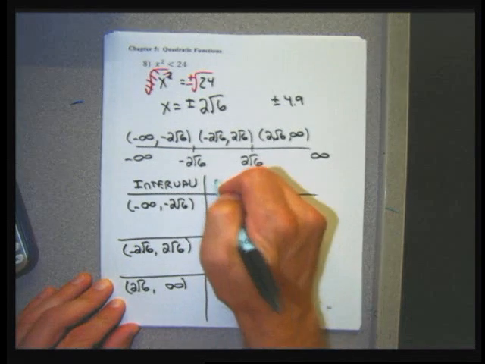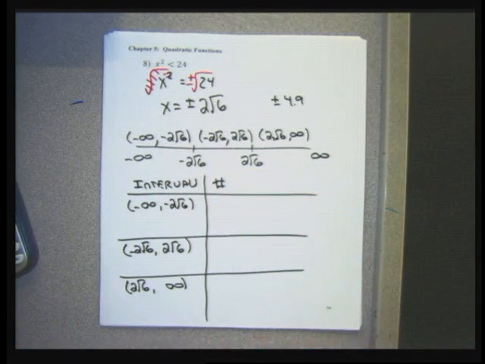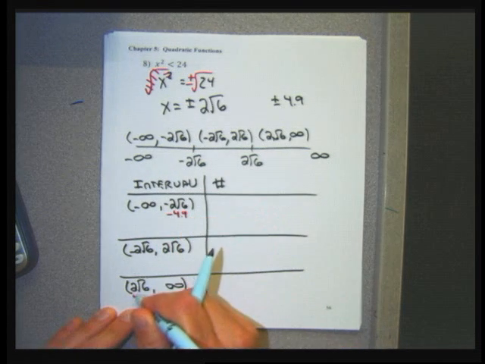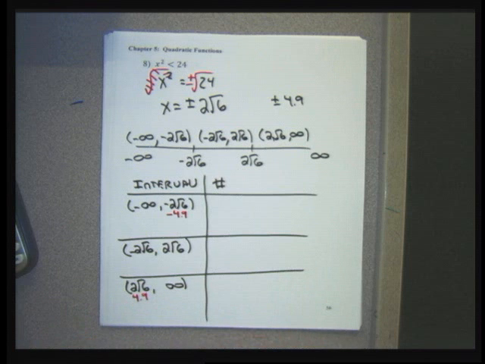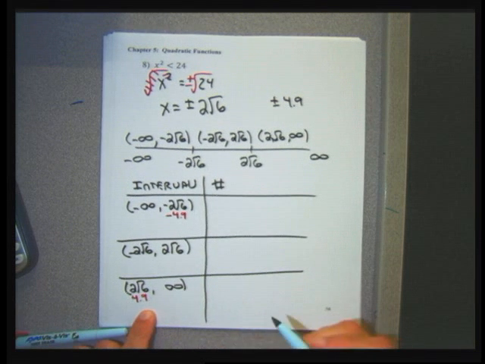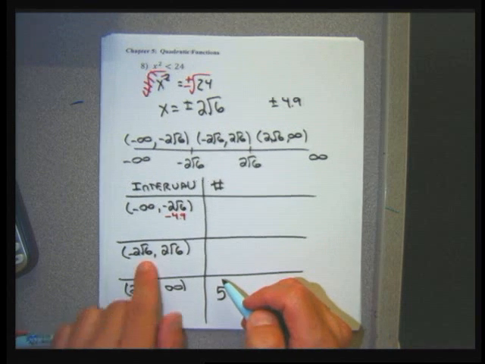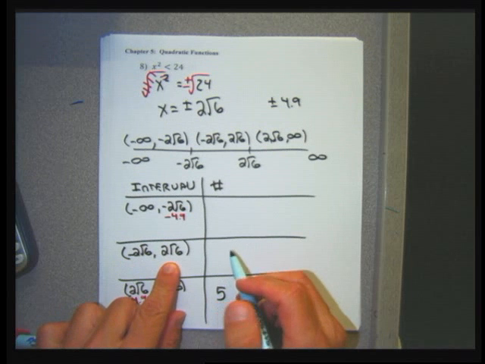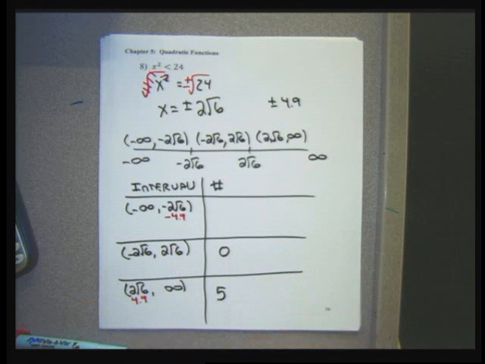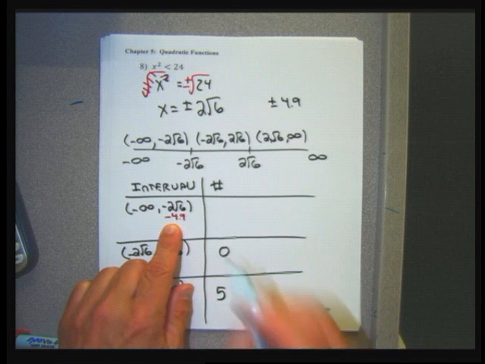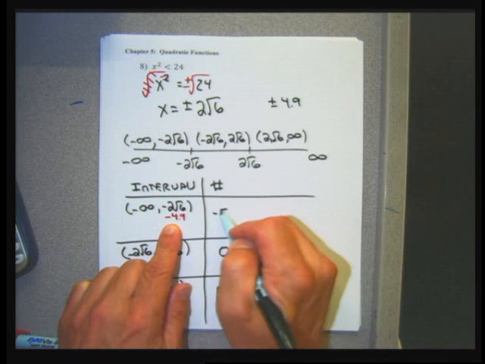Then I'll do my check number, and again this is about negative 4.9. That's about positive 4.9. Helps me understand my check number. Here my check number in the bottom, it might be 5 because 5 is bigger than 4.9. In the middle I go from a negative to a positive number, so 0 is in between those, so I'll use 0. And here negative 5 is to the left on the number line of negative 4.9, so I'm going to use it.